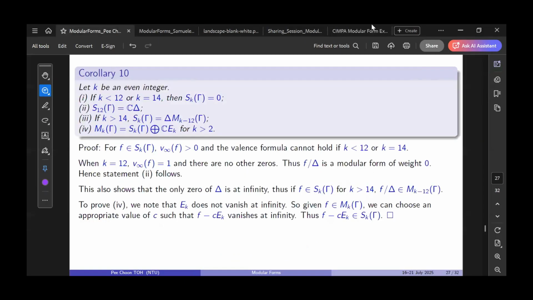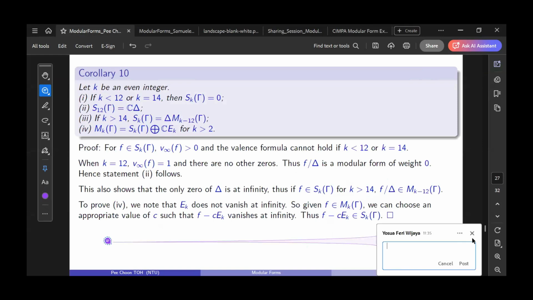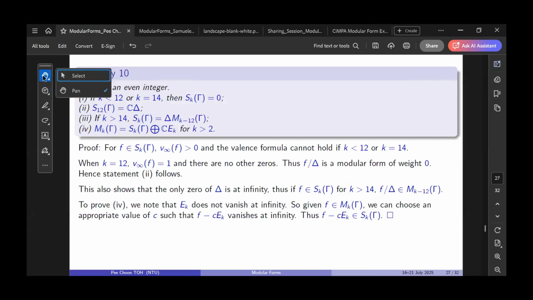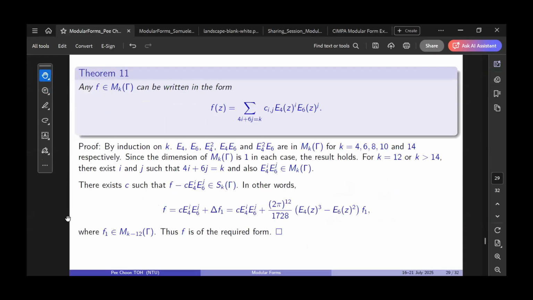So that's how to do exercise 11. And this is theorem 11. For any modular form with weight k, f can always be written in the form of this.